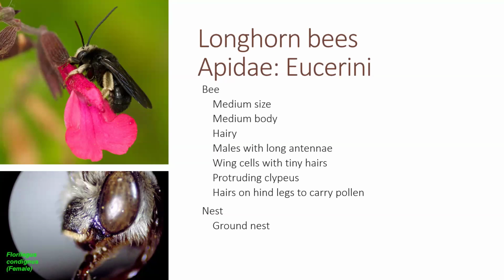And the wing cells, again, you need a microscope or a good hand lens. They're actually going to have tiny hairs in the cells of their wings. They're going to have a protruding clypeus. That's what you see in the bottom picture there. The clypeus is a structure on the head, usually between the eyes above the mouth parts. So these are going to be ground nesting bees, and they will often aggregate. Oh, and they carry, I'm sorry, they carry the pollen on their hind legs.